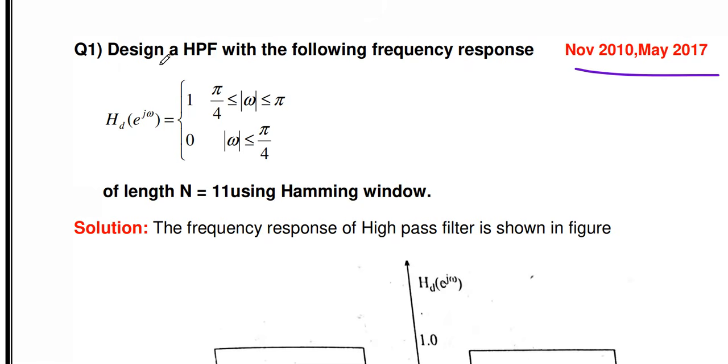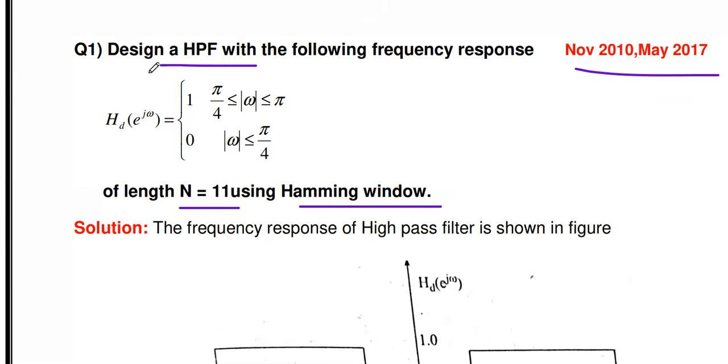So you see the question: design a high pass filter with the following frequency response, HD of e power j omega equal to 1 for the modulus of omega between pi by 4 to pi, 0 otherwise, of length capital N equal to 11 using Hamming window. If the windowing method is not mentioned, we can use the Fourier series method, but here they mention using the Hamming window. So we have to use this particular window. What are the steps to be followed in the design of an FIR filter in the windowing technique?